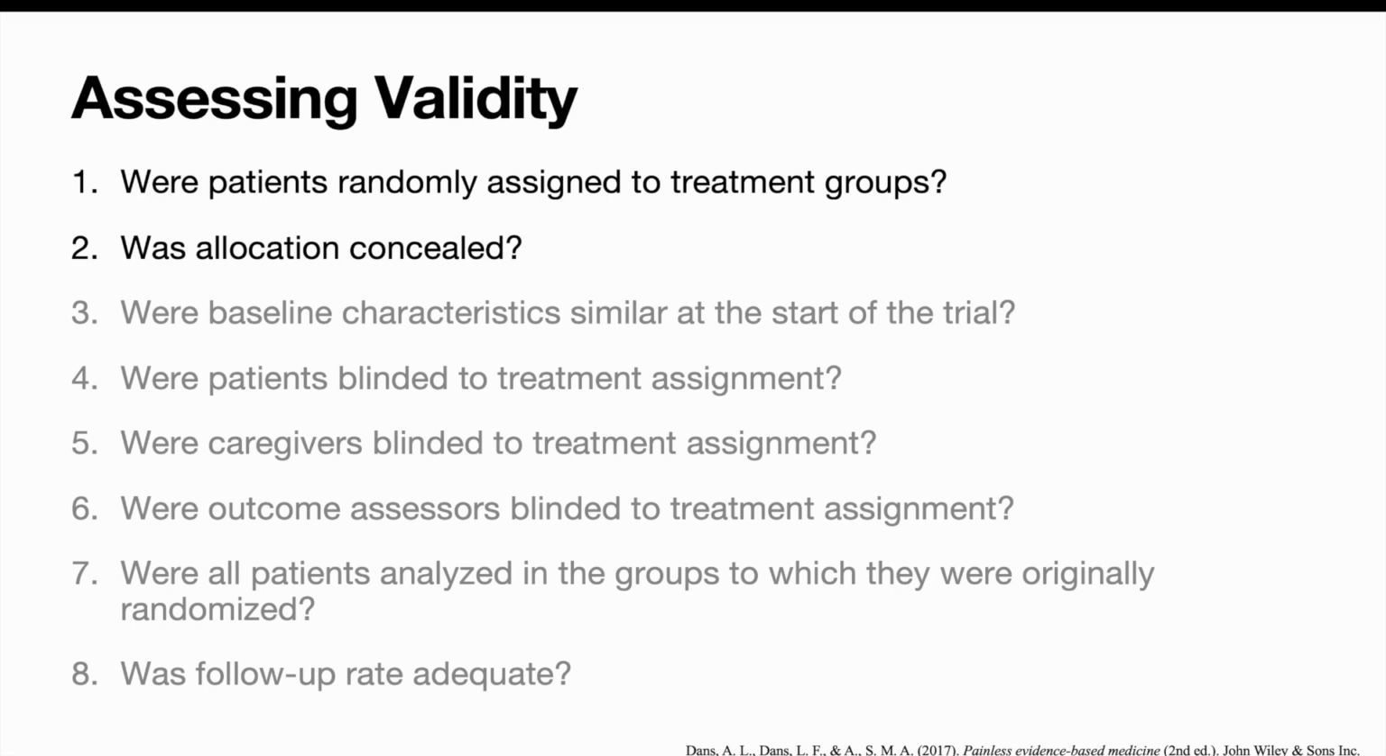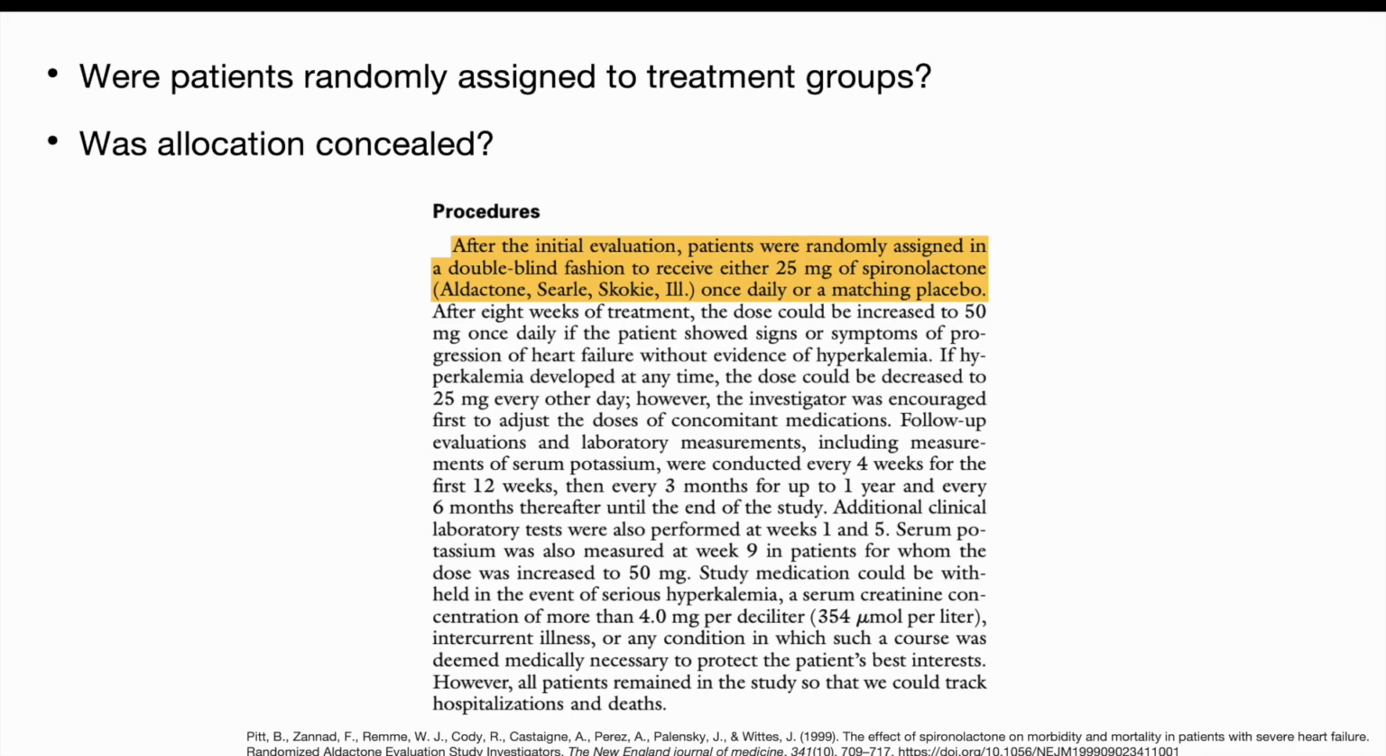So we'll start with the first two questions. Were patients randomly assigned to treatment groups, and was allocation concealed? I hope you have your journal article handy so you can find these areas in your journal article. We see that in the procedures section, after the initial evaluation, patients were randomly assigned in a double-blind fashion to receive either 25 milligrams of spironolactone once daily or a matching placebo. So the answer to both of those questions is yes.